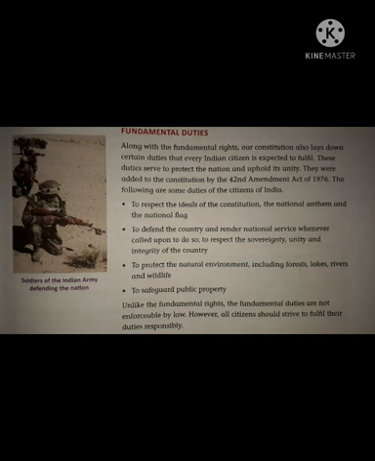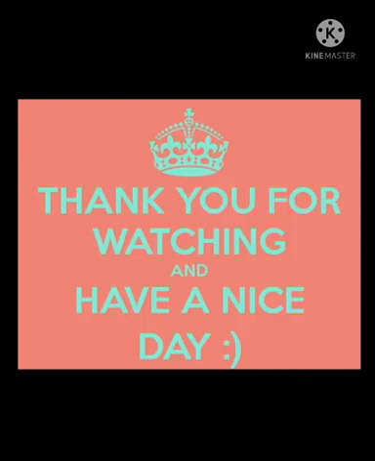Unlike fundamental rights, fundamental duties are not enforceable by law, but all citizens should strive to fulfill these responsibilities. So students, I hope that you have understood the chapter.